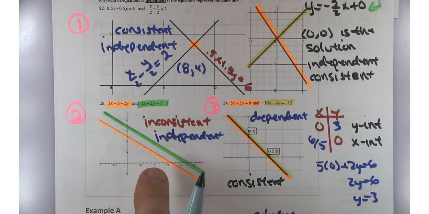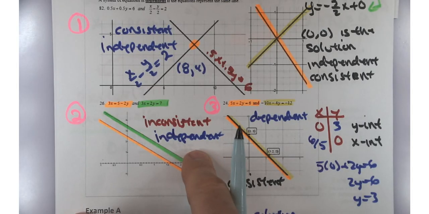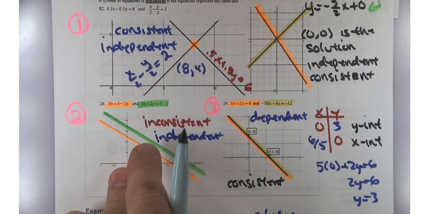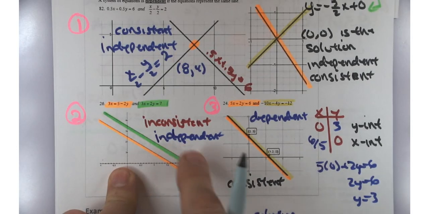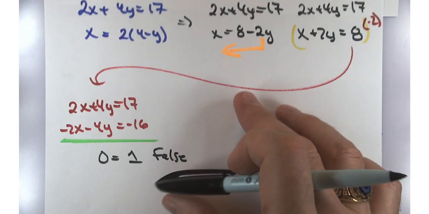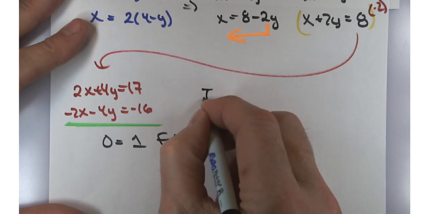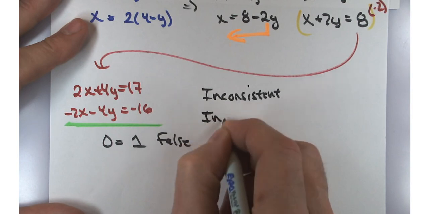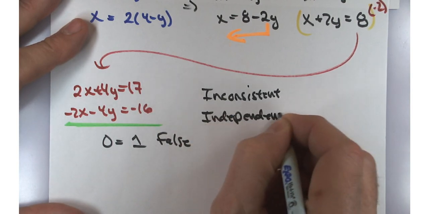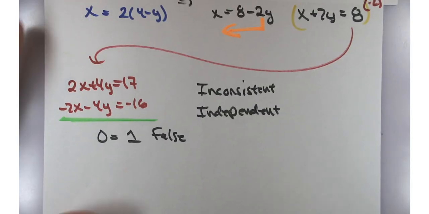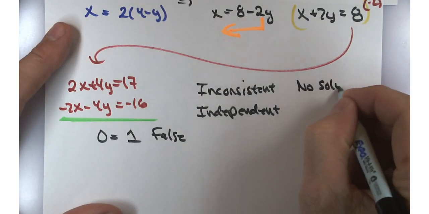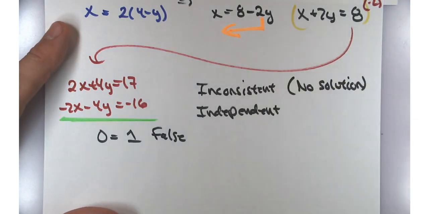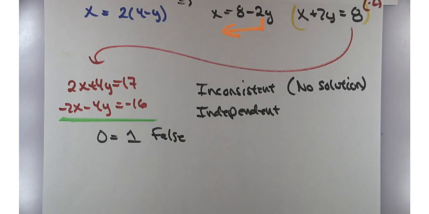It's going to be the second one. Yes. So if you get something which is false, when you solve and all the variables have dropped out, that's going to be something like this, an inconsistent independent system. The two lines are essentially parallel. That's what's going on. So inconsistent, independent. It's independent because the two lines are different. It's inconsistent because there's no solution. Nice. Let's keep rolling.